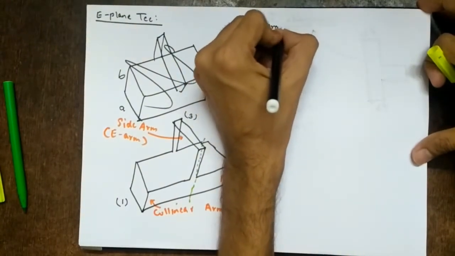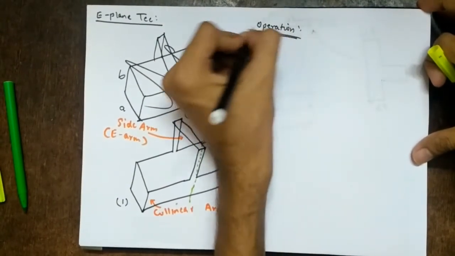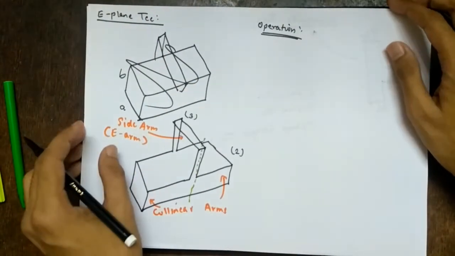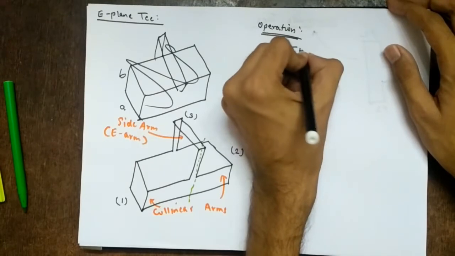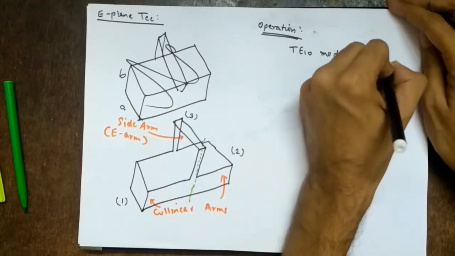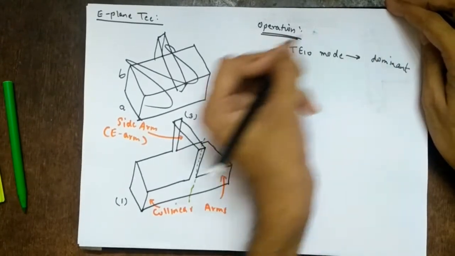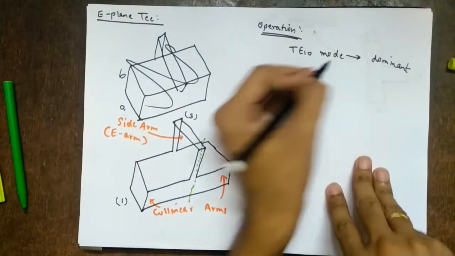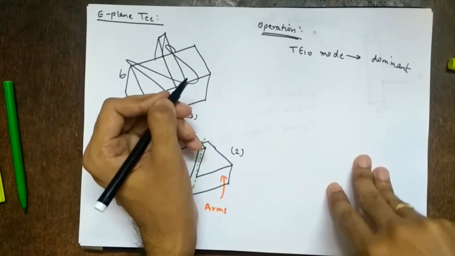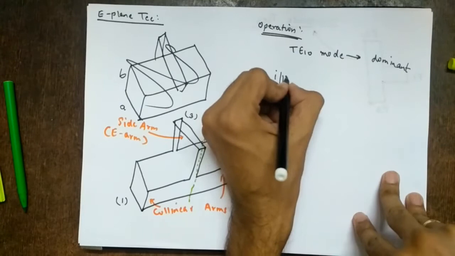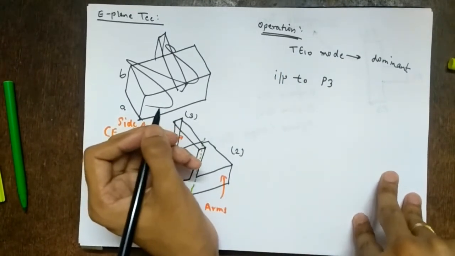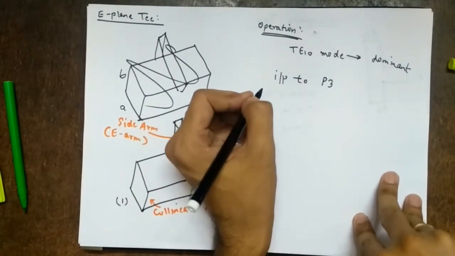Next, what is the operation of E plane T? This is a rectangular waveguide. What is the dominant mode in a rectangular waveguide? It is TE10 mode. TE10 mode is dominant, meaning this is the mode which can propagate through the rectangular waveguide with the lowest frequency. That's why it is called the dominant mode. So let's say I give input to port 3.